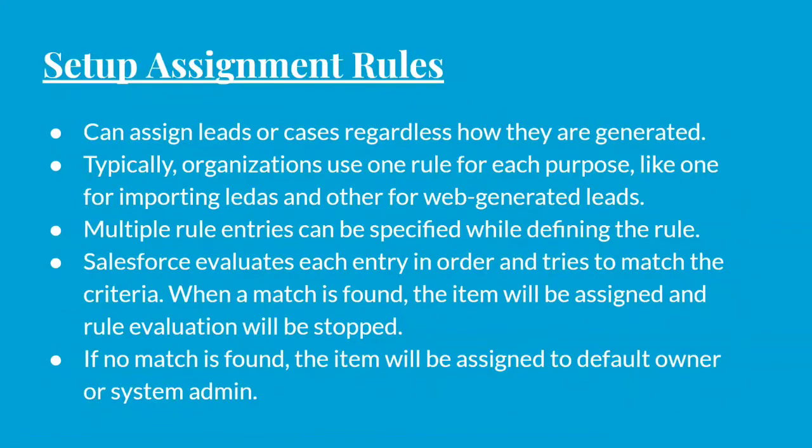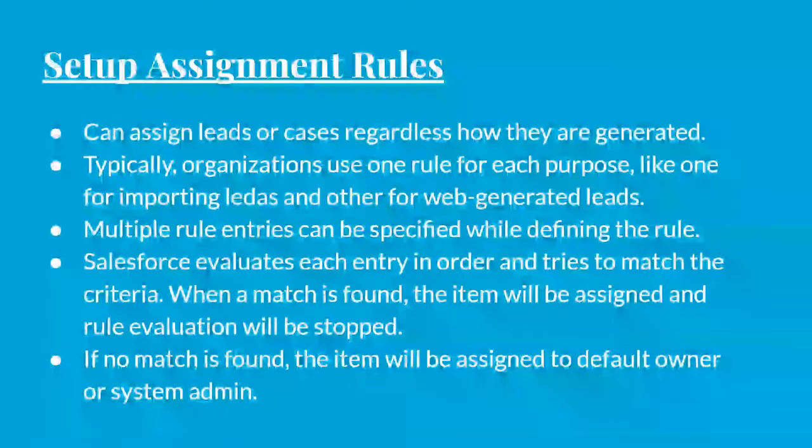Then multiple rule entries can be specified while defining the rule. So you can define multiple entries: if this is the condition, this should happen. If this is the condition, this should happen. Salesforce evaluates each entry in order, and you will give an order for every entry you are defining. Every rule entry, you will give a number or an order. In this order, these entries should be evaluated.